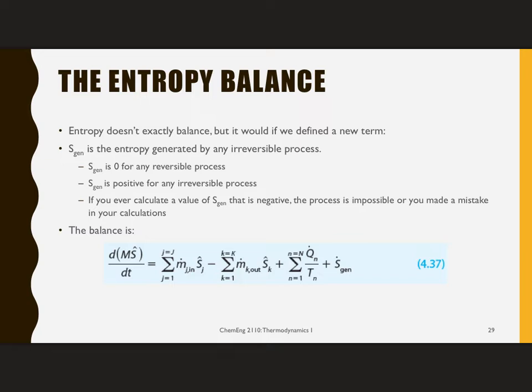What it says is that the change with time of the total entropy in the system, so mass times the specific entropy of the system, is equal to the sum of all streams coming in, the mass flow rate coming in times the specific entropy of that stream, minus the flow of all streams going out times their specific entropies, plus the rate of heat transfer divided by the temperature it's happening at, plus Sgen. And that gives us a balance. It's a much more satisfying way to work a problem, even though we had to make up a new term to do it.